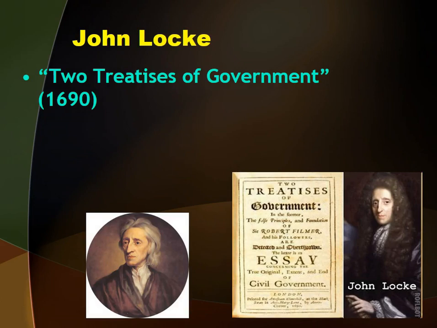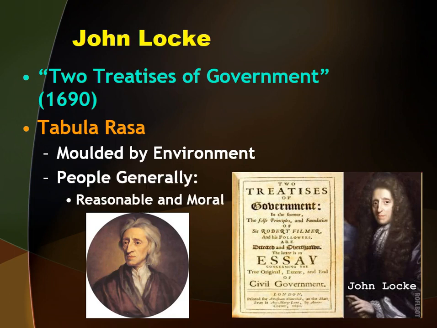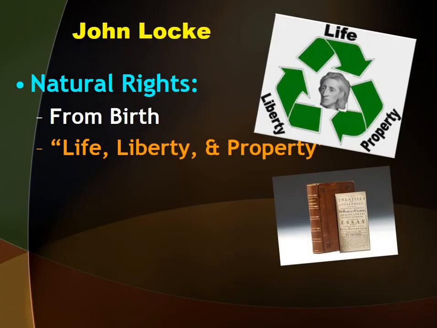In 1690, a philosopher named John Locke wrote a book called Two Treatises on Government. Locke will expand on some of the ideas of Thomas Hobbes, but he has a little bit different view of society. He believes that people are shaped by the environment around them, that they are a tabula rasa, a blank slate. And he believes that people generally, when they are a blank slate, are going to do the right thing. He has a little bit more faith in humanity to do what is right, to do what is moral. He also believes that people are born with natural rights.